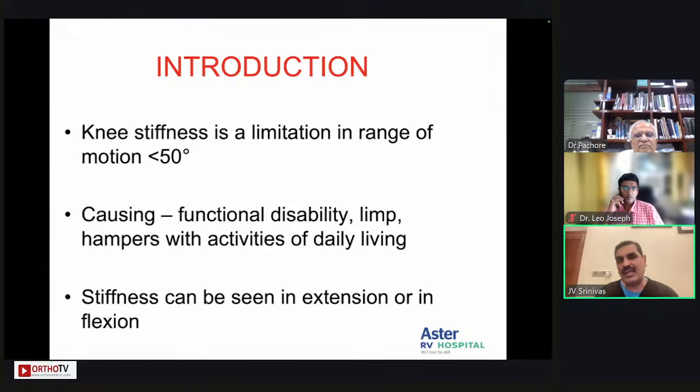Stiffness can be in extension or in flexion. We know flexion deformity is the one where the knee is in flexion. Further extension is not possible, but further flexion is possible. That is what we call a flexion deformity. Flexion stiffness is where the patient is not able to have flexion. That is called flexion stiffness. That's the difference between flexion deformity and flexion stiffness. So that is a basic difference.